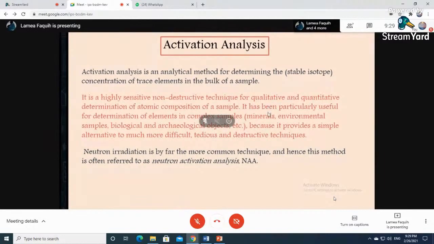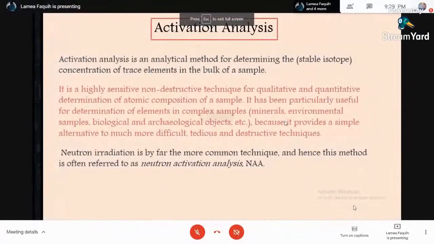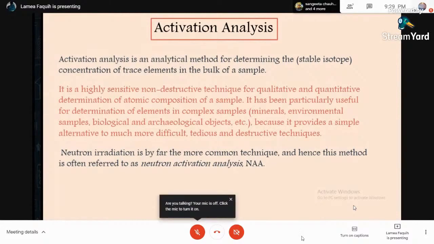Activation analysis is basically an analytical method to determine the amount of trace elements in a bulk sample. So it helps us to understand the qualitative as well as the quantitative composition of any complex sample. Okay, so in activation analysis, we have neutron activation analysis, which is by far the best technique to use, and it is the most common technique also. It is known as NAA.